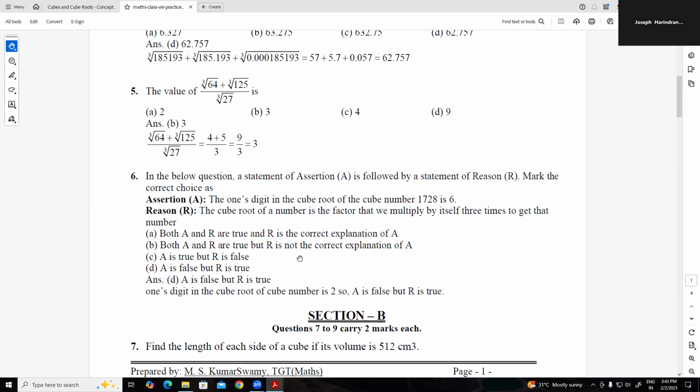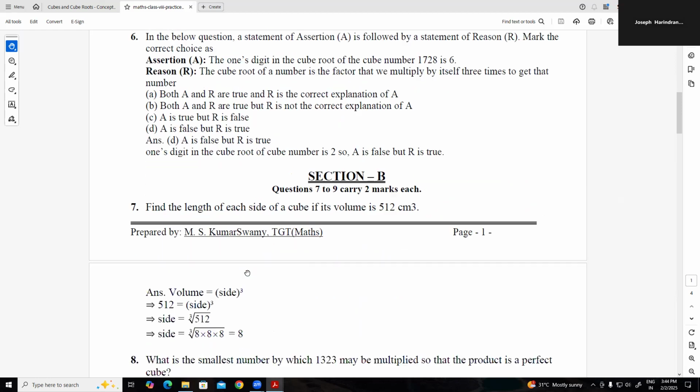Such things you can easily diagnose, the justification. Because the ones digit in the cube root of a cube number, if you take the cube root of 8, it will be 2. So it should end in 2, not in 6. But R is true. If you see, the reason is true. Even without reading it, you can see it, because that D option is the correct answer. That's all.